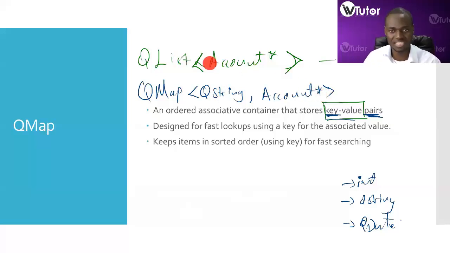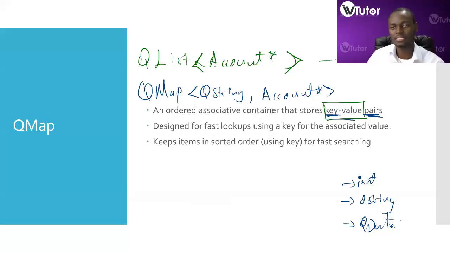Whereas in a QList, I just store the values. And the only way to access items in a QList is to use the index. Whereas in a QMap, you can use a key. So it is designed for fast lookups using a key for the associated value, which means if I want to find an account with a given account number, I don't have to loop a QList to try and find that account. If I'm using a QMap, all I need to do is to use a function that we'll talk about, which gives you the value of that key, right?